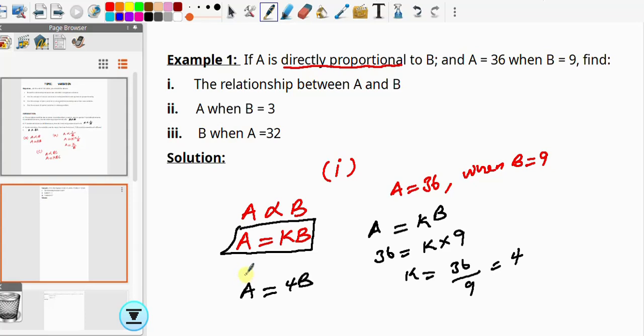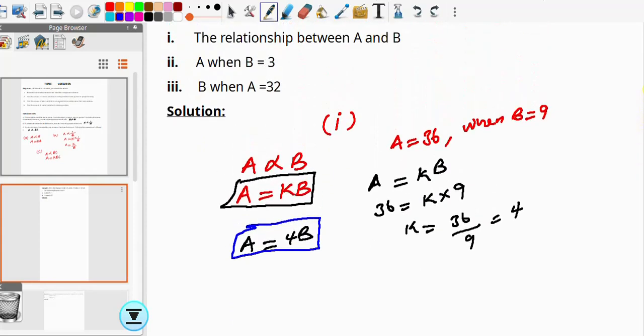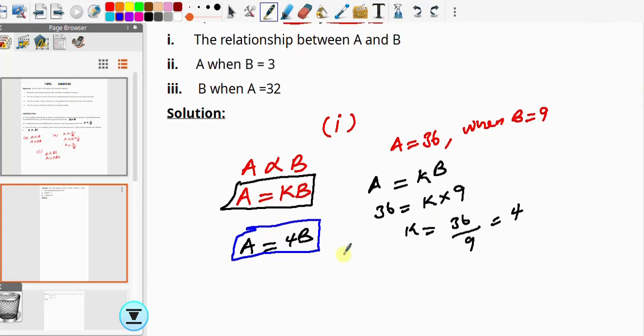The other questions are Roman numeral 2 and Roman numeral 3, right? So from there, the first part asked for the relationship between A and B. That is the first answer.